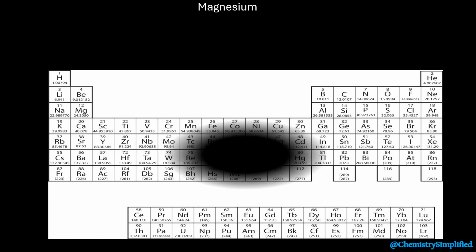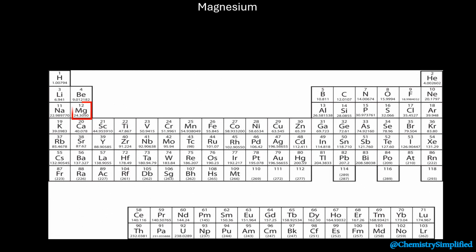Next, let's look at magnesium. Magnesium is located in the second group, group 2A, and in period 3.